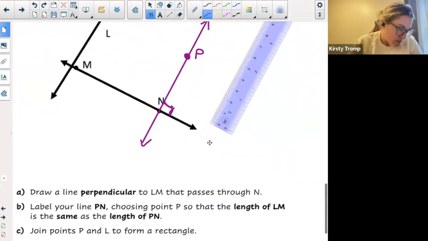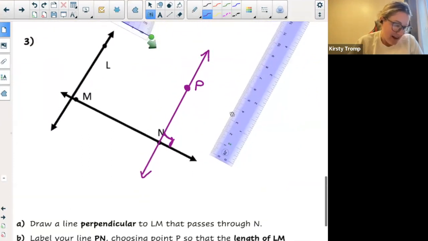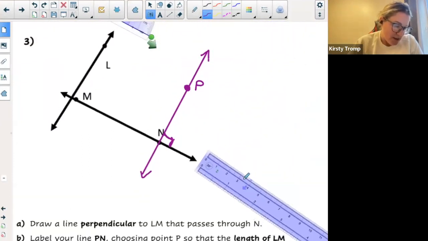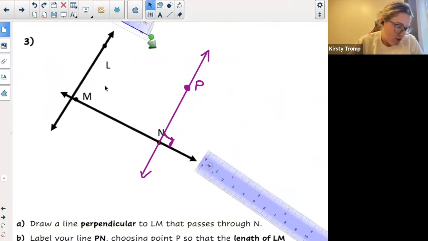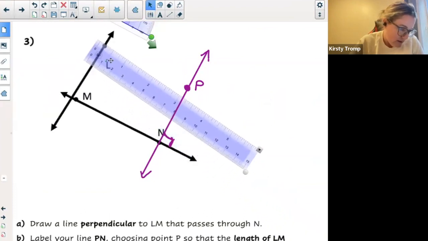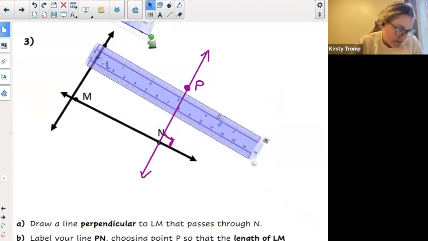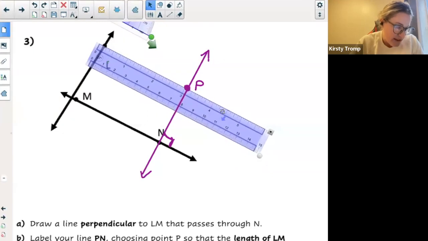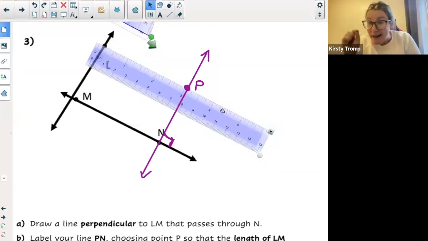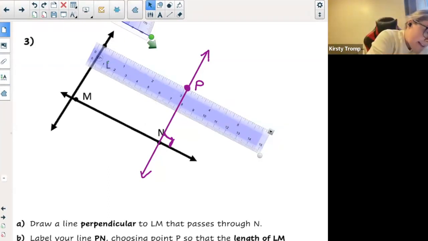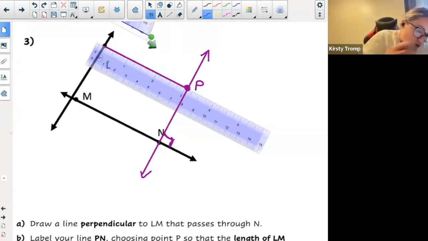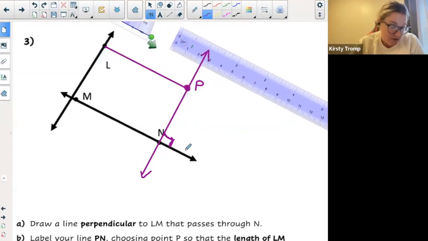Now it says join points P and L to form a rectangle. So now it wants us to join these points up. So let's go try that. So the next thing we need to do is we need to join points P and L to form a rectangle. Can you guys see that the whole time I have not used freehanding once? I have used my ruler and my pencil. Please, guys, make sure that when you are doing geometry, you've got a ruler and you have a pencil.